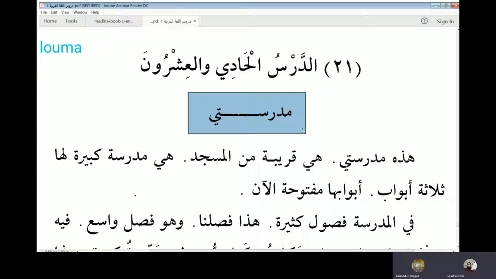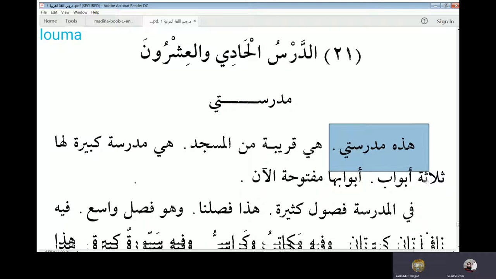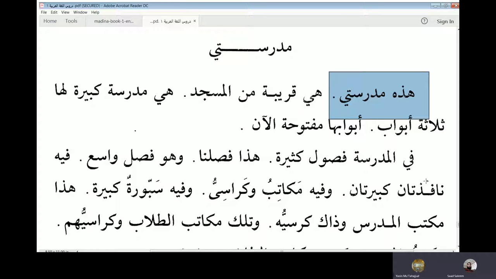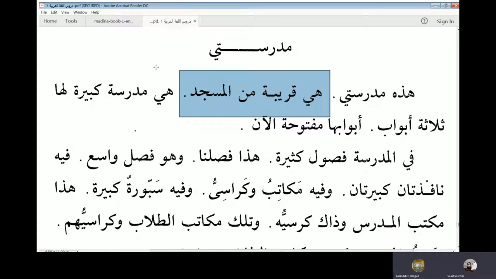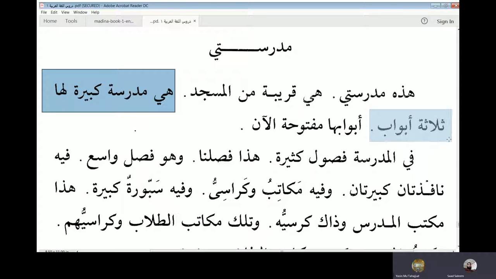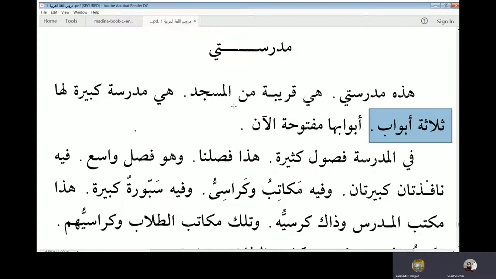Madrasati, my school. Okay, fi hi madrasati. Here, karibatu, minel masjidi. Rakhiya karibatum minel masjidi. Here, madrasatu kabiratun. Laha, thalathatu abwabin. Okay.